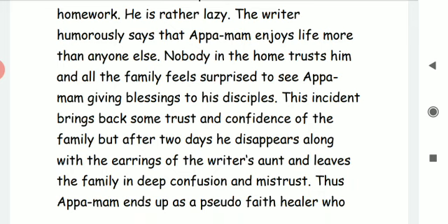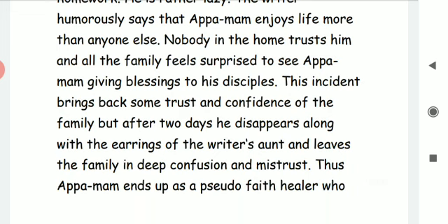Okay, he built some sort of confidence in the family when they find that he is giving blessings to the people, to his disciples. But at the same time, after 2 days, what happens? Appa-Mam himself disappeared with the earrings of the writer's aunt, and it leaves what? A deep confusion and mistrust. You find, oh, he is an unpredictable character, or a romantic type of character.